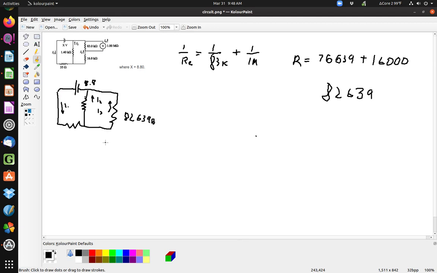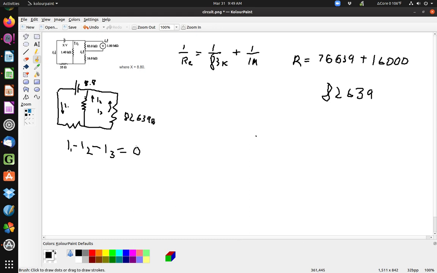Alright, so let's write out our equations. So let's start with the junction rules. So I1 comes in here to this junction. So we have I1, and then I2 is going this way, minus I2 minus I3 is going to be equal to 0.